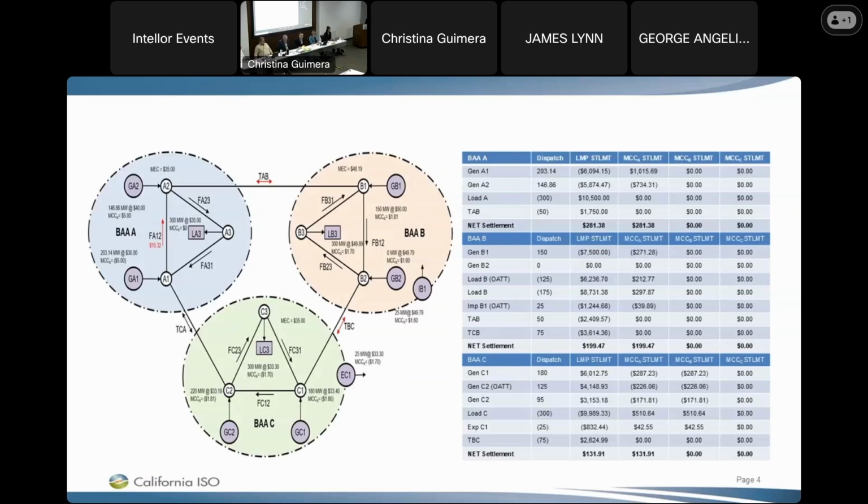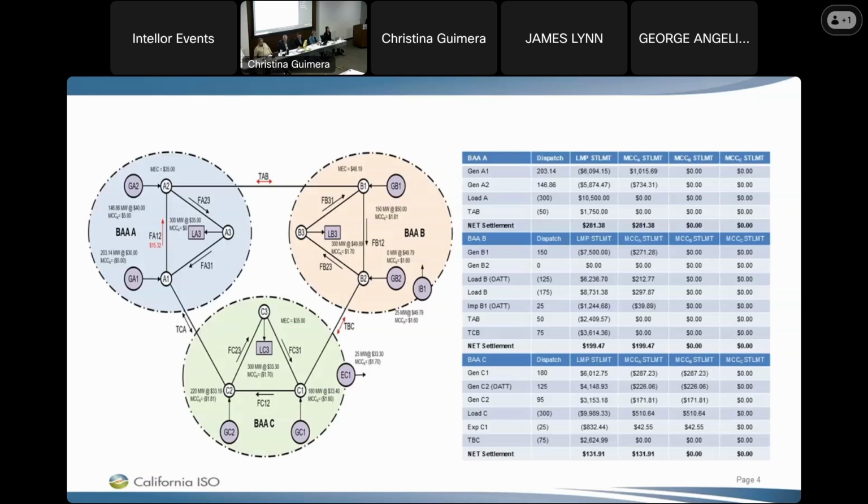Because the transfer was binding, I had 150 megawatts of generation B that is serving its 300 megawatts of load, and it got paid $7,500. Of it, there's $271.28 of congestion. Generator B was not needed because the rest of that load was being served by OAT transactions or transfers. So my load OAT, which had 125 megawatts of self-scheduled load, was charged $6,237.70. That is a congestion exposure of $212.77.